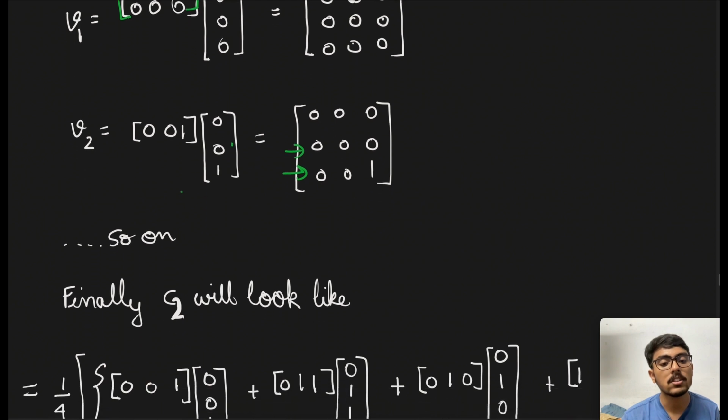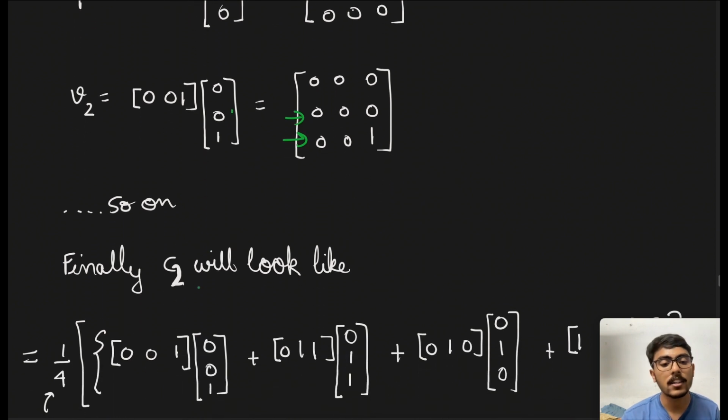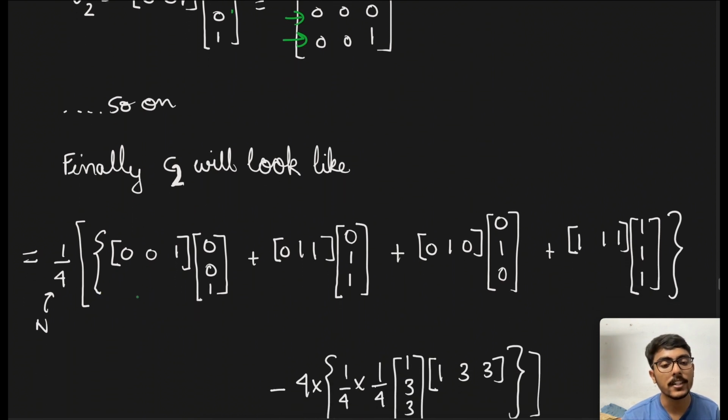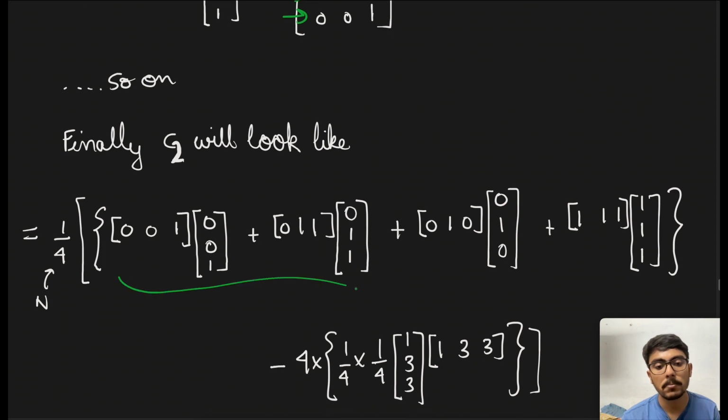I would have found C1 first, but by mistake I chose the class C2. So we'll go by looking into C2 first, but it makes the same thing. First we will try to find it out: 1 by 4, that is n, times 0, 0, 1. These are all the pattern vectors that are there, so we just added them after multiplication.